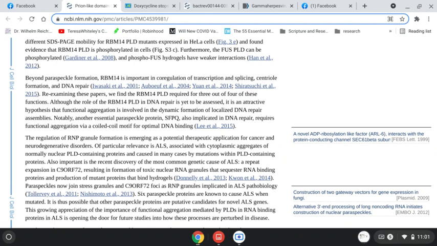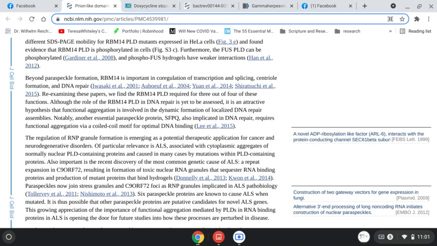Of particular relevance is ALS, associated with cytoplasmic aggregates of normally nuclear prion-like domain containing proteins, and caused in many cases by mutations within prion-like domain containing proteins. Also important is the recent discovery of the most common genetic cause of ALS, a repeat expansion in C9orf72, resulting in formation of toxic nuclear RNA granules that sequester RNA binding proteins and production of mutant proteins that bind hydrogels.